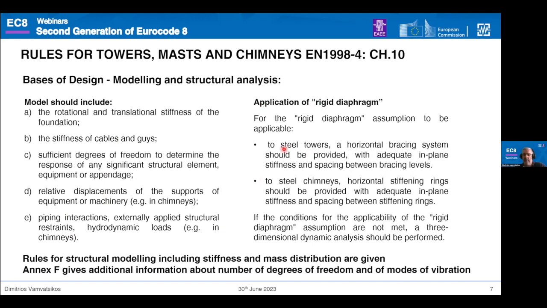And quite important, there is a rigid diaphragm assumption that we often like to use, but if that has to be used, please make sure that you apply a horizontal bracing system for steel towers or stiffening rings, okay? If it doesn't work, I'm afraid you have to do three-dimensional dynamic analysis to work out all that stuff.